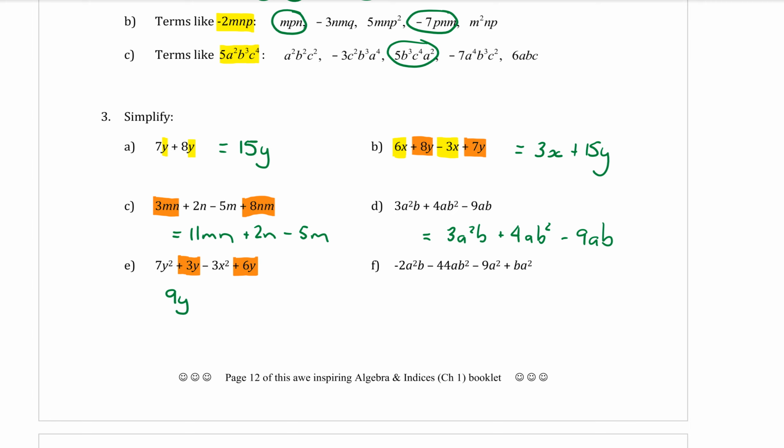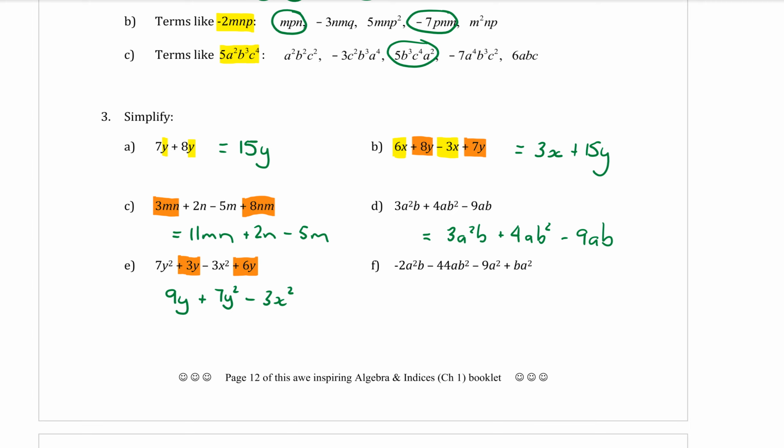So I go plus 7y squared. Okay, I had to put a plus there because I needed a symbol to put there. It's a positive. And I have a minus 3x squared. Okay? And F, minus 2a squared b. Is there any more a squared b's there? No. All right, next one.